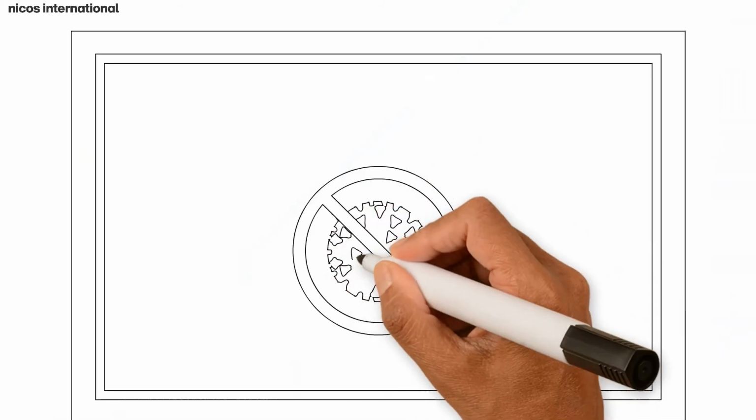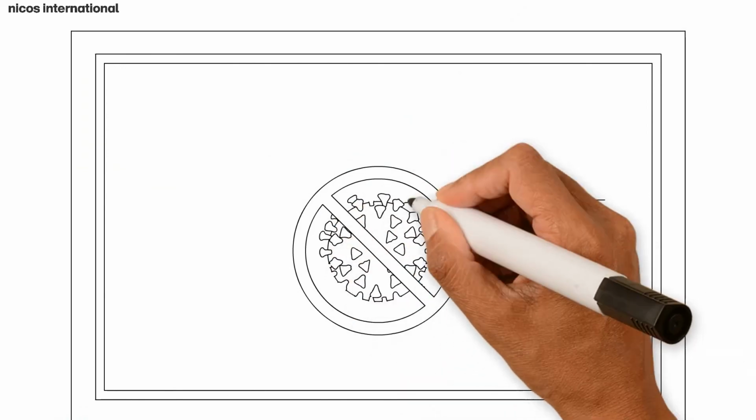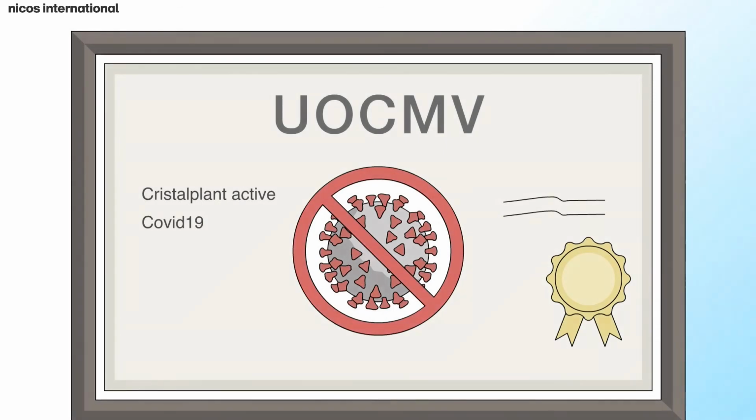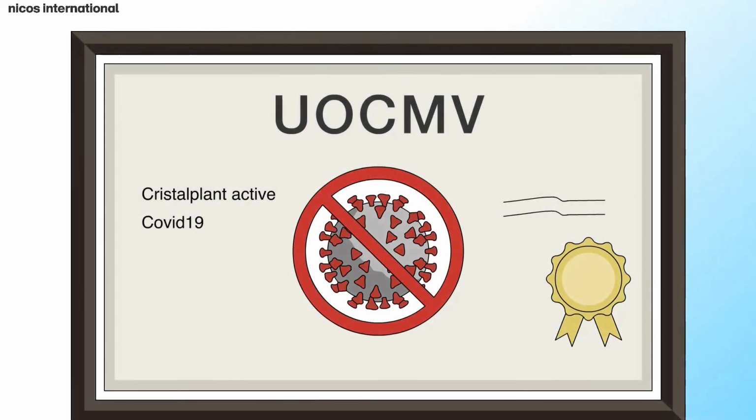Cristalplant Active. On 28 August 2020, the test report released by UOCMV confirmed that, in the bacterial growth examination, the surfaces of the Cristalplant Active sample showed virucidal activity against SARS-CoV-2 after a contact time of 30 and 60 minutes.